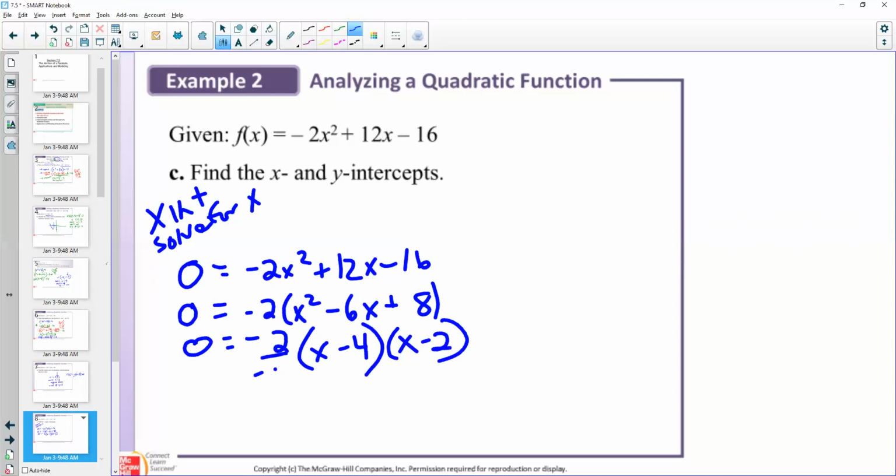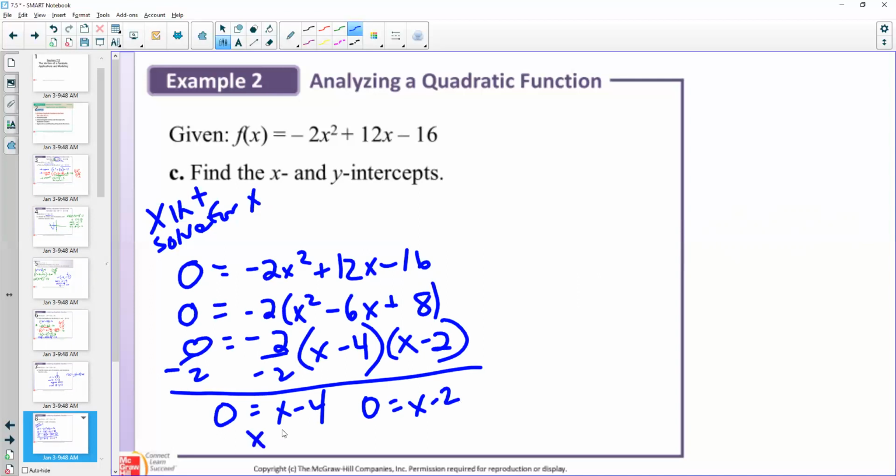This guy divides away basically. So 0 equals x minus 4 and 0 equals x minus 2. So x equals 4, x equals 2. Those are my two x-intercepts. I have one at 4, 0, and I have one at 2, 0.